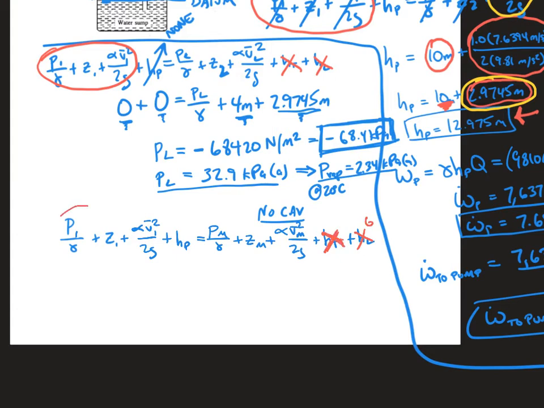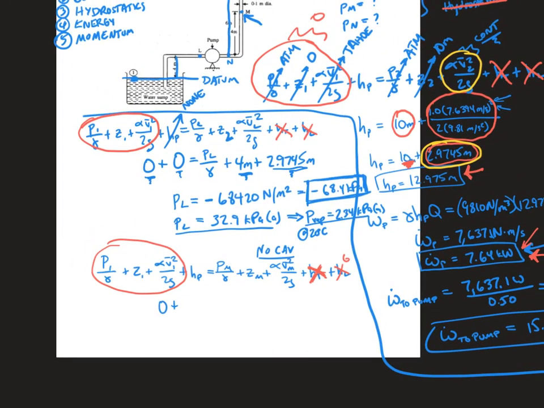Again, this whole thing right here is going to go away because I use the same point, so this is going to be 0. The head of the pump in this case matters because between 1 and M, the pump exists, and the pump is supplying 12.974 meters. That equals PM over gamma plus ZM. M is up 8 meters. Plus, we got the same velocity head, so we're just going to use that number again, 2.9745 meters. The math here is that those two add up to 10.97, and this is 12 point something. So the pressure head here is about 2 meters. So PM on gamma is 2 meters.